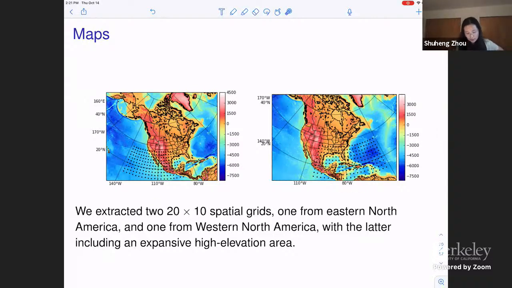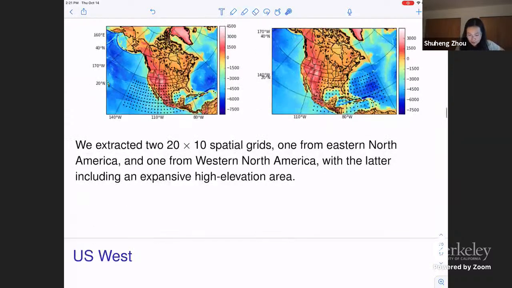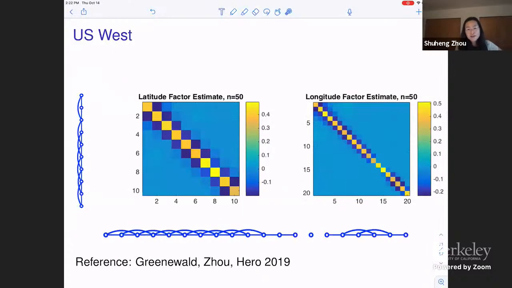And so the Western grids, you can see around here, it is the Gulf, and in the middle is the Rocky Mountain, and then to the left is the Pacific Ocean. And in this highly reddish area, there are a lot of rugged mountains and valleys and so on. So this is the graph we estimated using this data set.